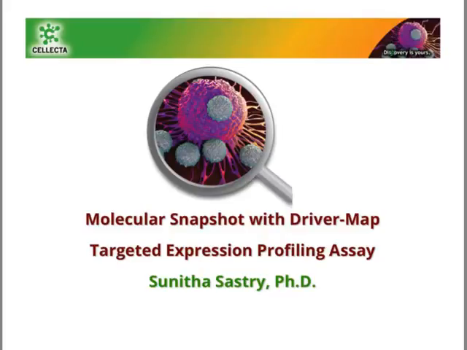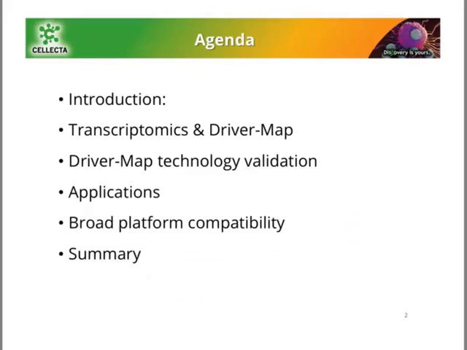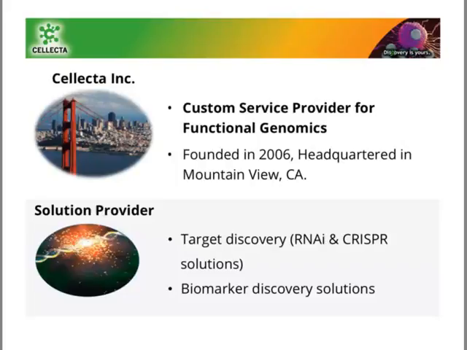Having said that, I want to start with introducing Cellecta, our company, and just to give you a little bit of an idea of the structure of this talk, this is what we are going to cover today. We are Cellecta. We are a custom service provider for functional genomics. We were founded in 2006, and we're headquartered in Mountain View, California. So we live in the beautiful San Francisco Bay Area. And we've been a solution provider for target discovery as well as biomarker discovery.